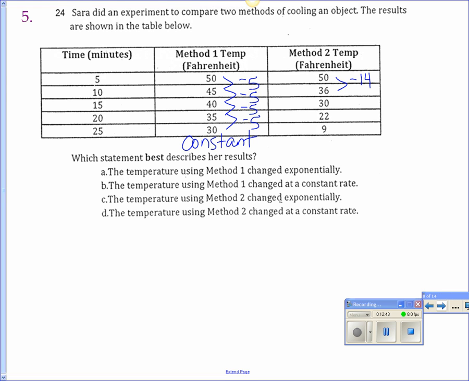All right, so method 2, 50 to 36. Yep, down 14. 36 to 30. 30 to 22. And 22 to 9. Okay, everybody look up here. This is new. 14, 6, 8, 13.